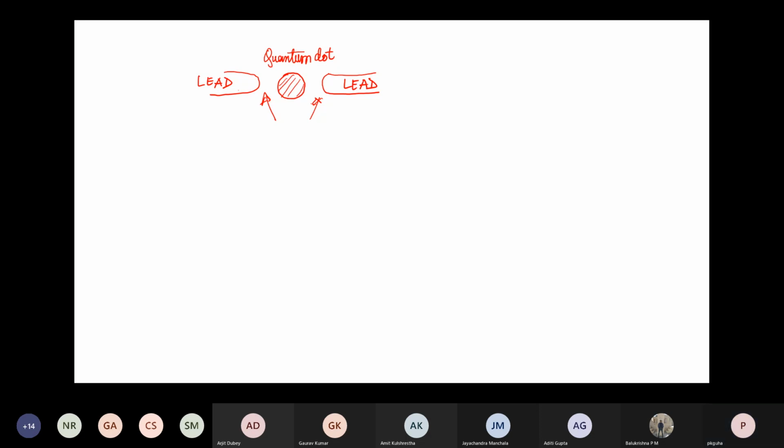We will see that a significant amount of energy is required for a few electrons, or even a single electron, to transfer from lead to quantum dot or vice versa, from quantum dot to lead.